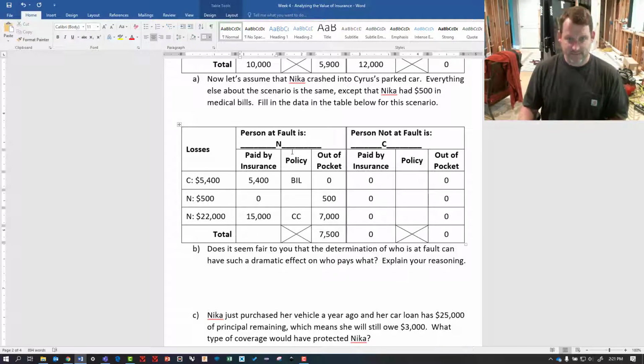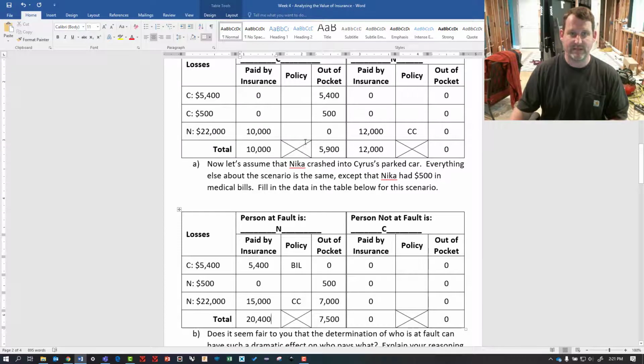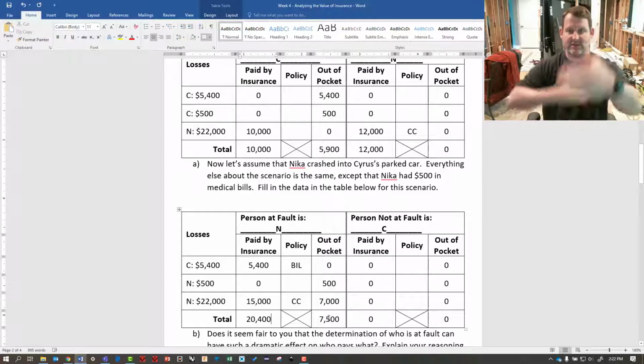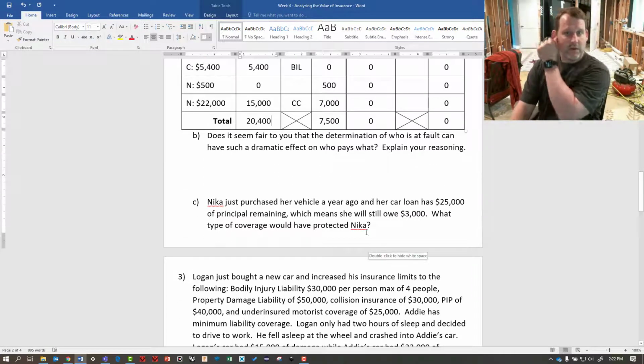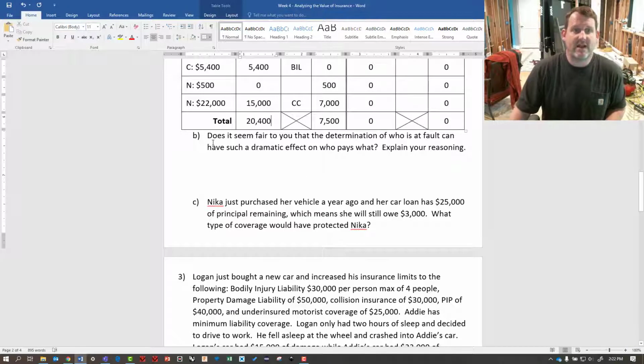And then this one is her insurance is going to cover $20,400 of the accident. All right, you can just see the difference between these. Nika went from having no out of pocket to having $7,500 out of pocket just because of what was reversed, and Cyrus went from losing $6,000 to being even after it. So here's this kind of an opinion thing. You might say, hey, it seems fair because that person caused the accident. You might say there'd be times when it doesn't seem fair because maybe they're both kind of at fault and it's kind of hard to tell. So whatever you put there is fine.